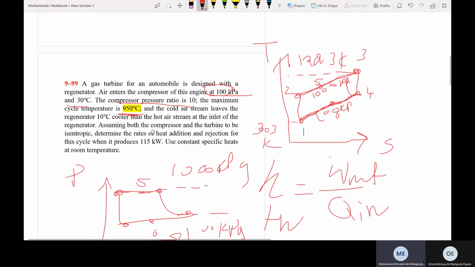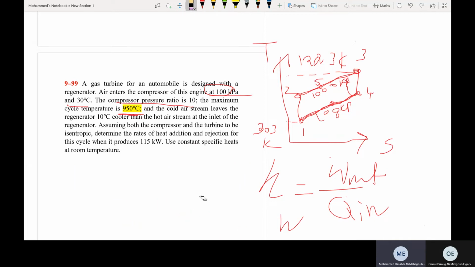So I guess we finished by now. The only thing, yes, this is the important information given to us. Either he gave us the regenerative efficiency, or he gave us information that will help us solve for these two additional points that we get. What he tells us is that the cold air stream leaves the regenerator 10 degrees cooler than the hot air stream at the inlet of the regenerator. So where are the cold air stream and where is the hot air stream?